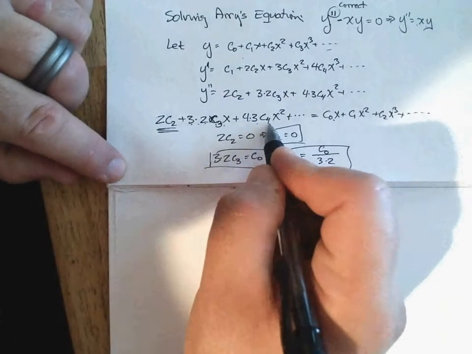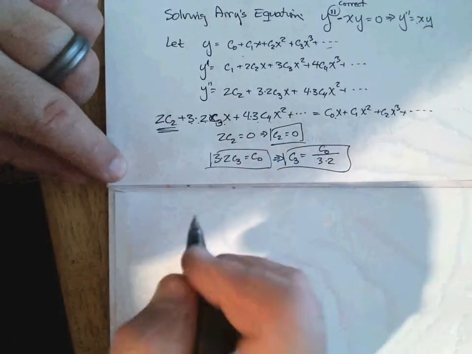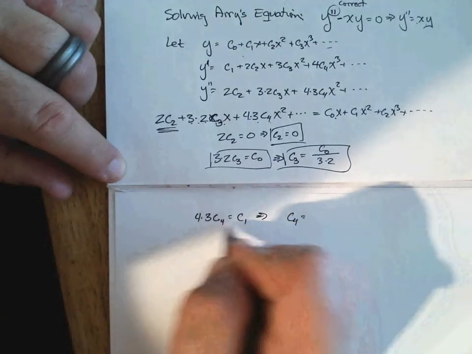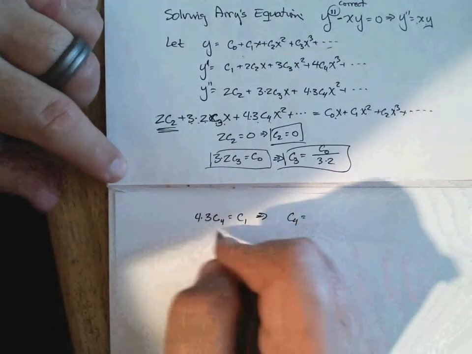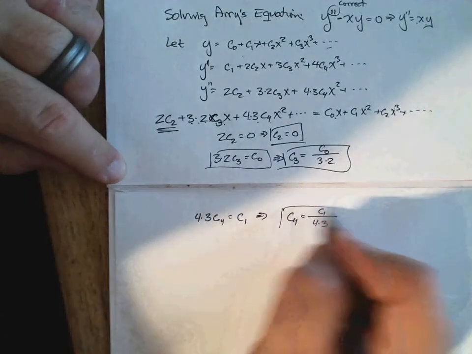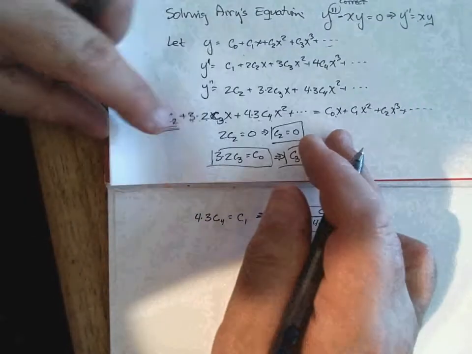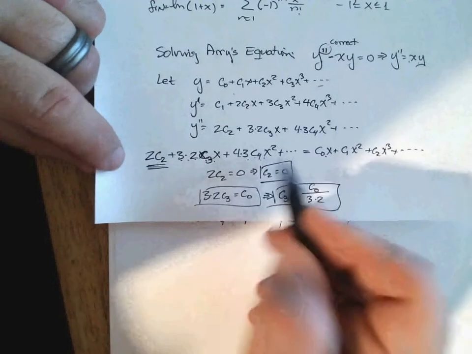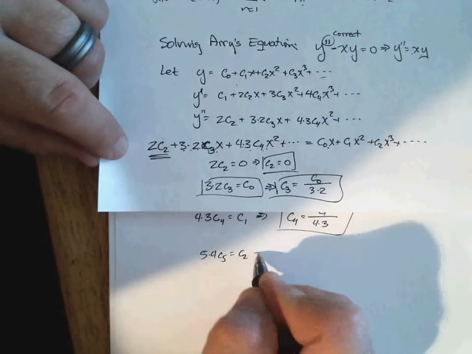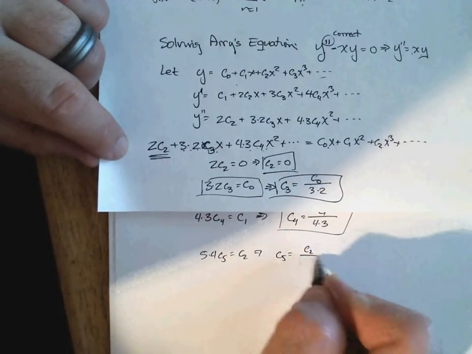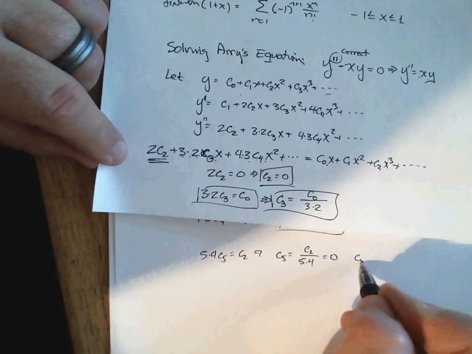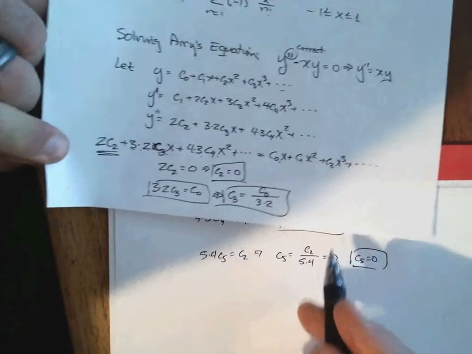Let's see. 4 times 3 times c4 is going to be c1. So that means that c4 has been solved for in terms of c1. And if you follow this pattern, think about it. The next one would be 5 times 4 times c5 would be equal to c2, which means that c5 is c2 divided by 5 times 4, but remember what we determined about c2, it's 0. c5 is just 0.